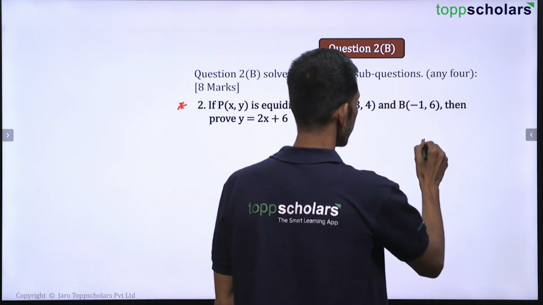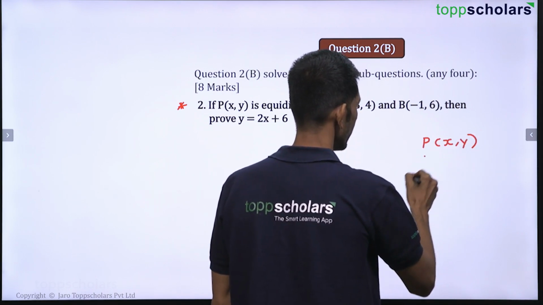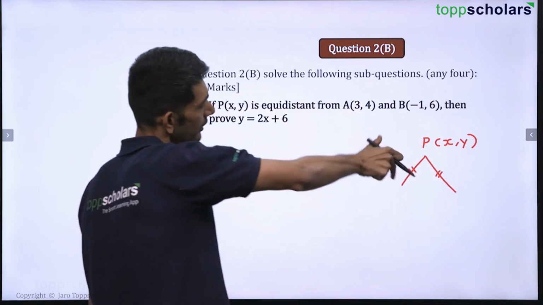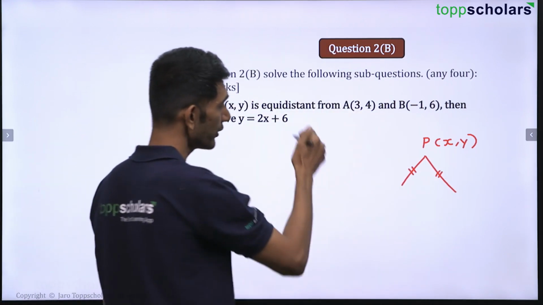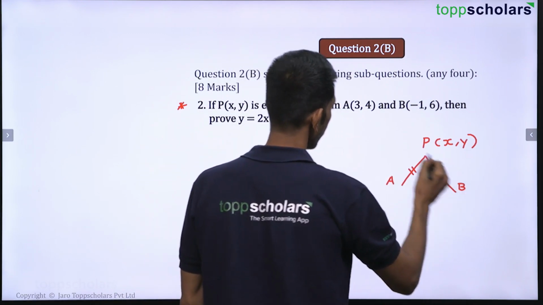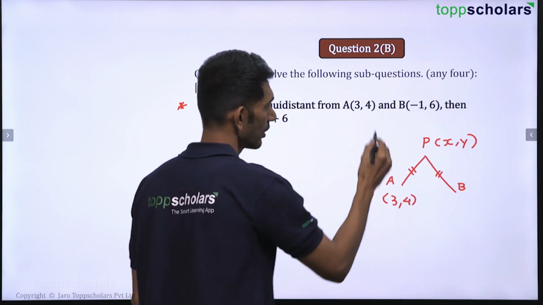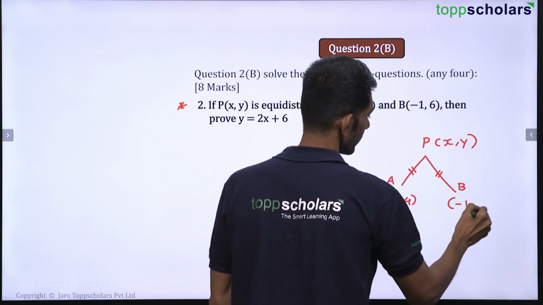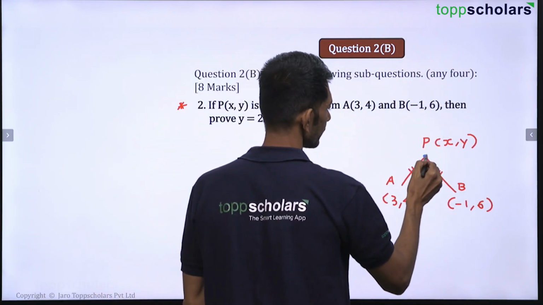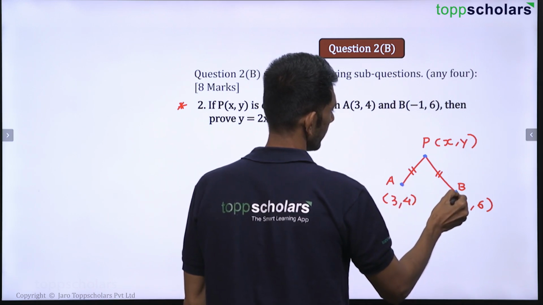So if I have point P, say x comma y, and this point P is at equal distance, right? The two distances are equal. From which two points? From points A and B. So what is point A? 3, 4. What are the coordinates of point B? Yeah, so this is P, this is A, this is B.